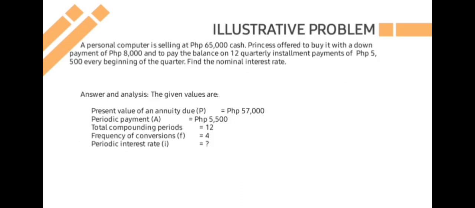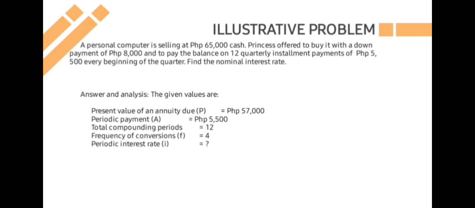So let's have an illustrative problem. A personal computer is selling at 65,000 cash. Princess offered to buy it with a down payment of 8,000 and to pay the balance in 12 quarterly installment payments of 5,500 pesos every beginning of the quarter. Find the nominal interest rate. So, given the present value of an annuity due P, 57,000 pesos, because Princess already made a down payment on the 65,000 pesos. Her down payment is 8,000, so we just subtract that from 65,000 pesos, and it becomes 57,000.